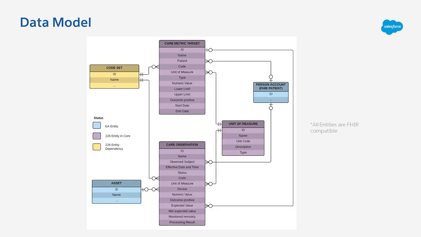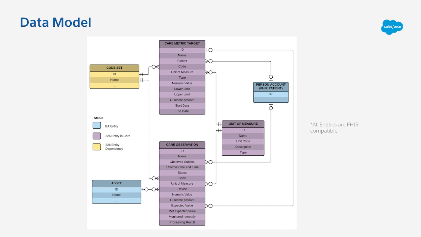Let's take a look at the data model. Before remote monitoring of the patient begins, it's important to set up what type of metrics you want to measure for the patient, indicated here by the code set object, and the goals you want to set for the patient, indicated here by the care metric target object. For example, for a patient in a weight loss program, the code set would be weight, the unit of measure would be pounds, and the care metric target would be a range of 150 to 160 pounds for the month of July. The care observation object is the device data that is flowing in from the external database.